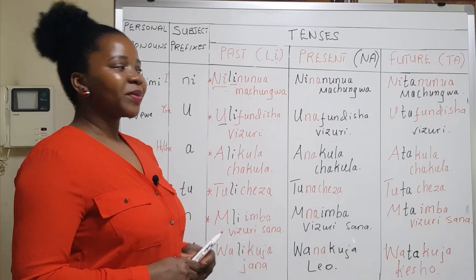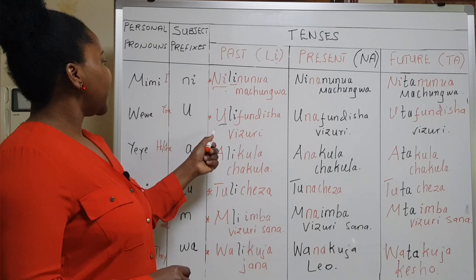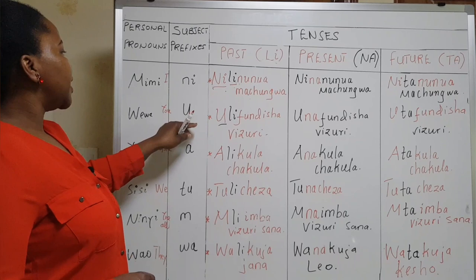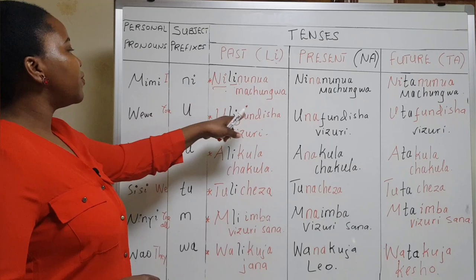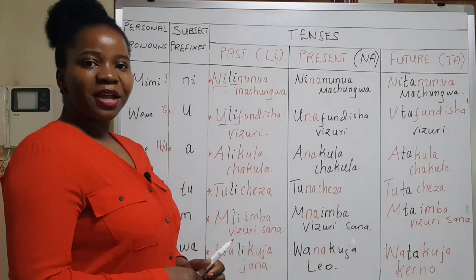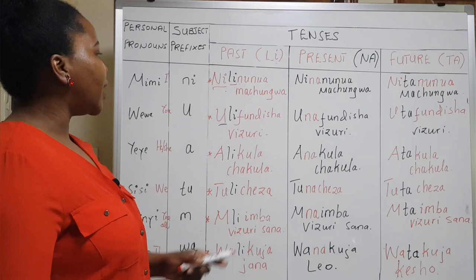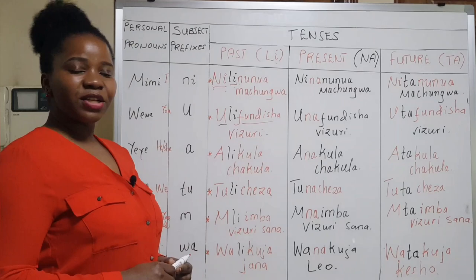Okay, the second example is ulifundisha vizuri. U represents the personal pronoun you. Li is the past tense and fundisha is the verb, vizuri means well. So ulifundisha vizuri means you taught very well. Fundisha is to teach. So you taught very well.